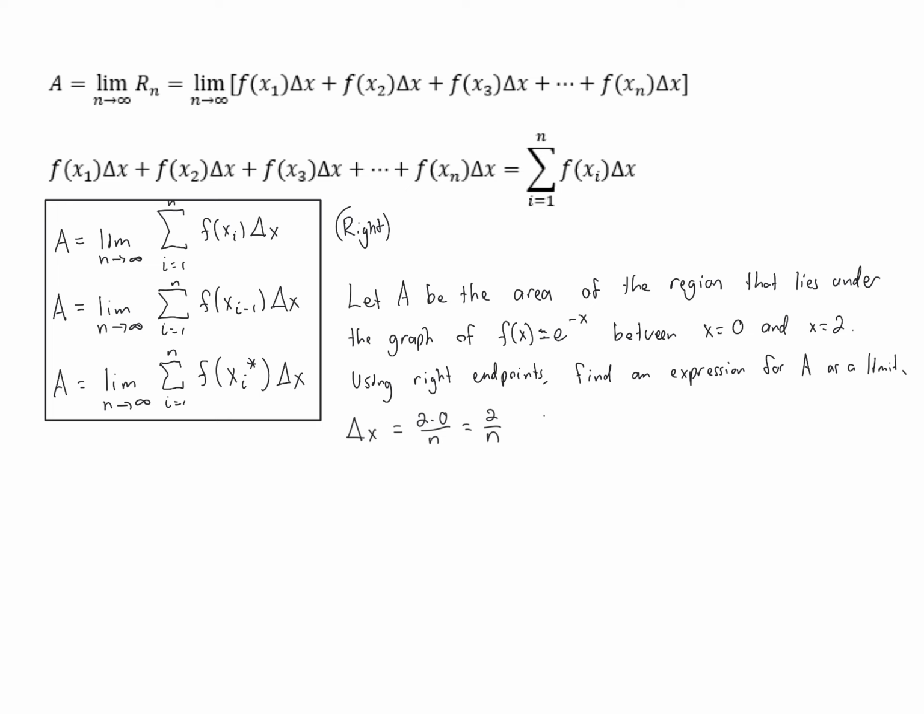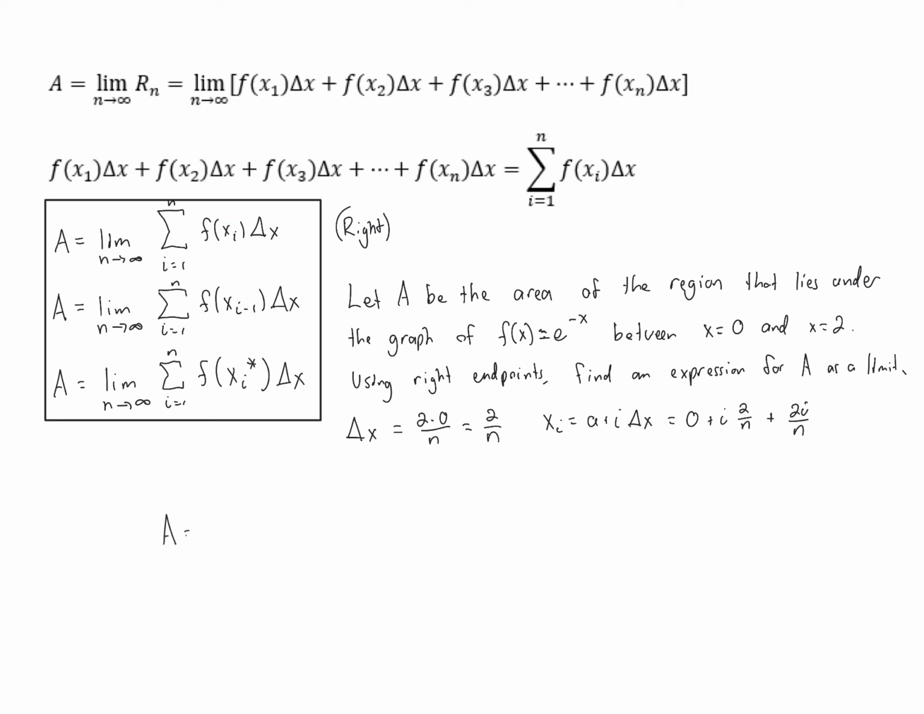And then earlier we saw that x sub i was equal to a plus i times delta x, basically the starting point plus however many intervals you're moving over times the width of one of those subintervals. And in this case, we know that a is 0, and we said that delta x was 2 over n, and 0 plus i times 2 over n is 2i over n. So we have expressions for delta x, and we have expressions for x sub i that we can plug into this formula. So let's write all of that out.